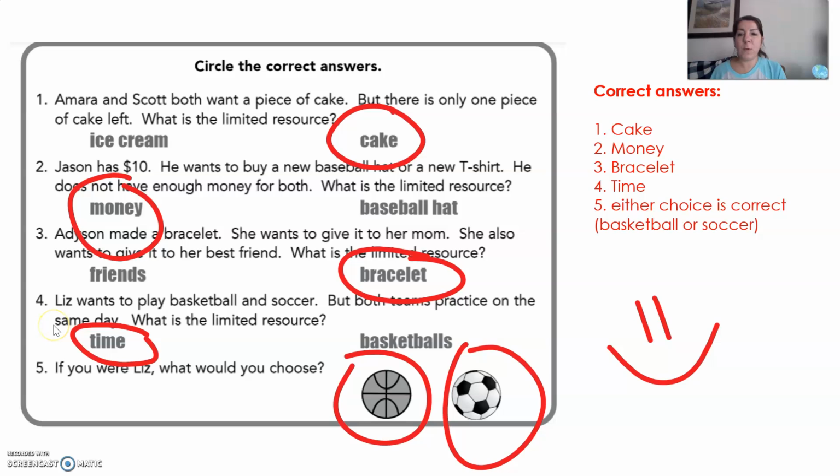And then in number 4, Liz wanted to play both basketball and soccer, but she didn't have enough time to do both of them, so she would have to choose. But the limited resource was time. And lastly, in number 5, if you were Liz, what would you choose? Basketball or soccer? And this is a trick question because both of the answers are correct. It's just what you would love to do.